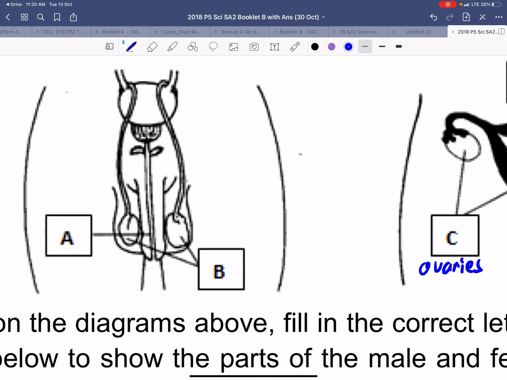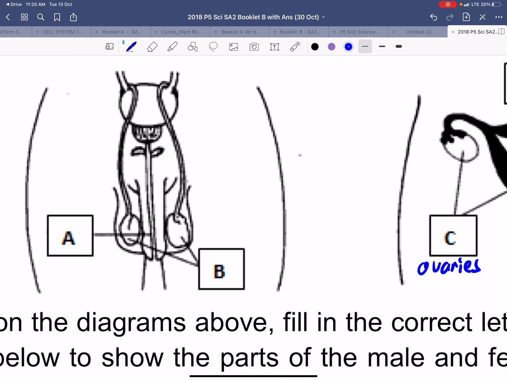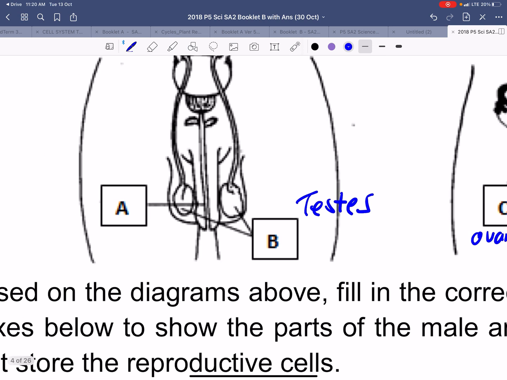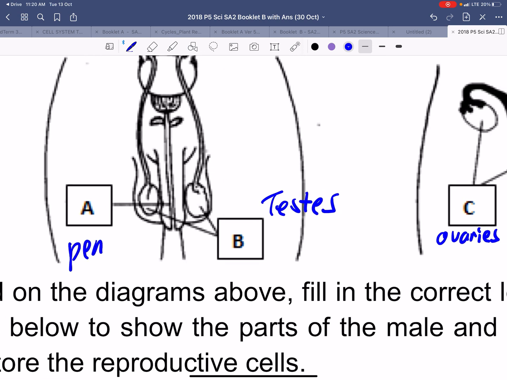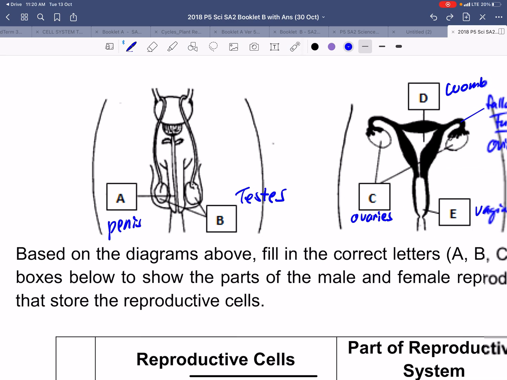Your B over here, obviously the most common structure, is your testis, plural testicles. And then over here, it's your penis, but actually it's pointing to your urethra. But never mind, urethra is the thing that you pee out of. I don't think you need to know that, in secondary school you will know.